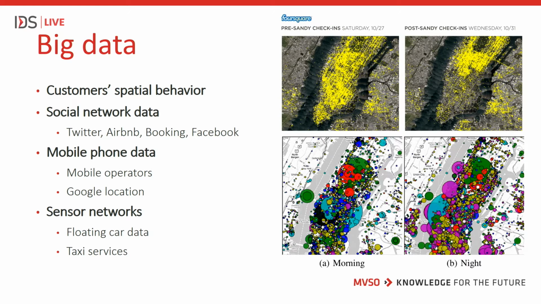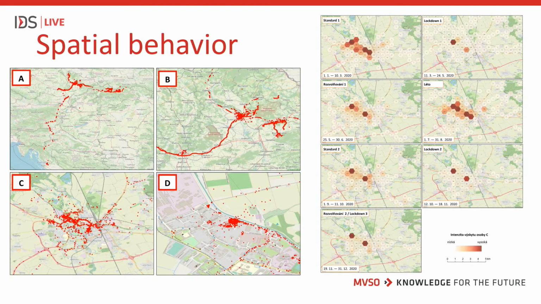I prepared one short example of how these data can be used. This is my personal data from Google Location, which I downloaded from Google. I allow Google to collect data about my spatial behavior, and if you know how, you can visualize these data. On the left side of this slide, pointed out by A, B, C, D, you can see different levels of my mobility across Europe, across the Czech Republic, across Olomouc city, and in detail very close to my house.